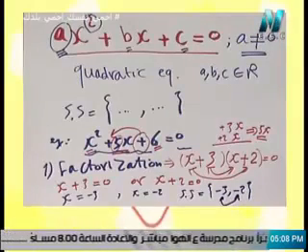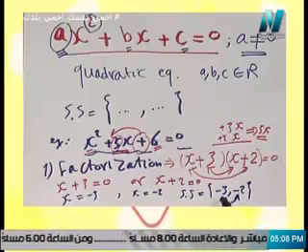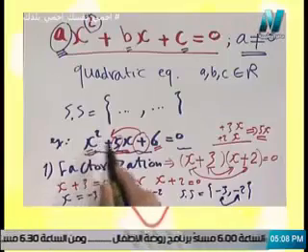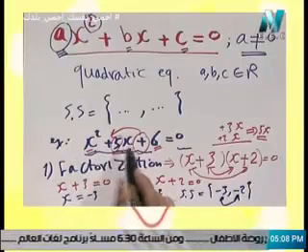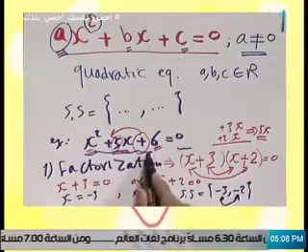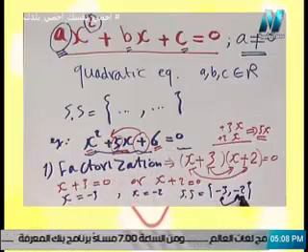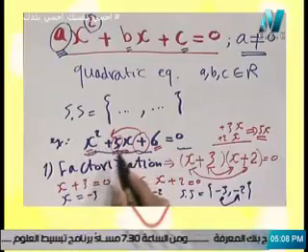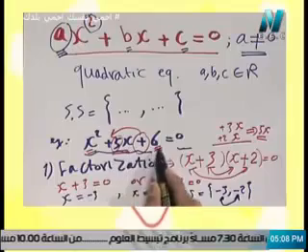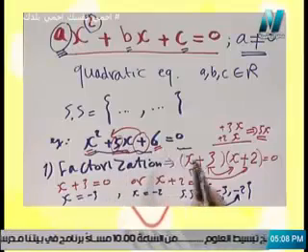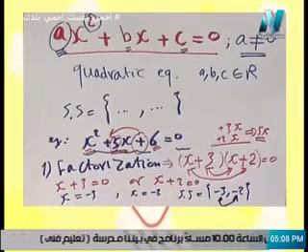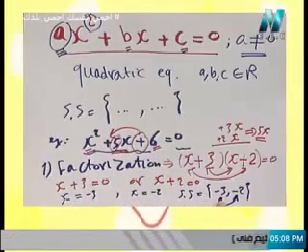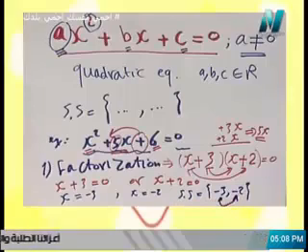To be sure that the solution is right, if we substitute x by negative 3, negative 3 power 2 plus 5 multiplied by negative 3 plus 6, the answer of course will be 0. And if we substitute negative 2, negative 2 power 2 plus 5 multiplied by negative 2 plus 6, the answer of course equals 0. So the solution set of this quadratic equation is the set of negative 3 and negative 2.